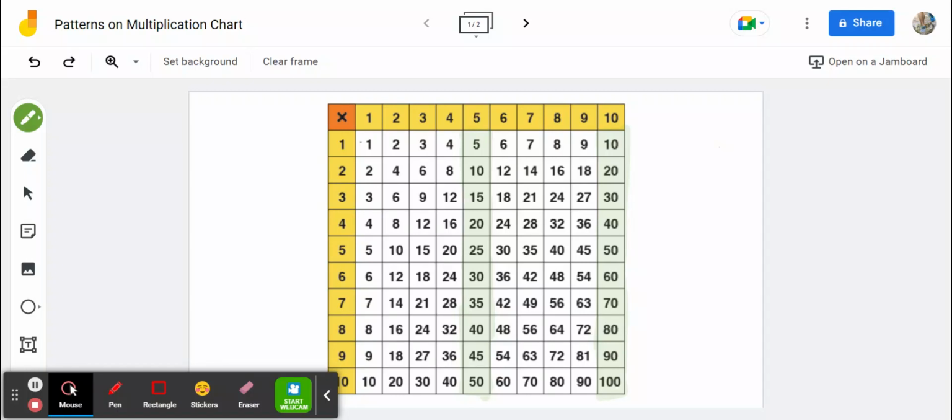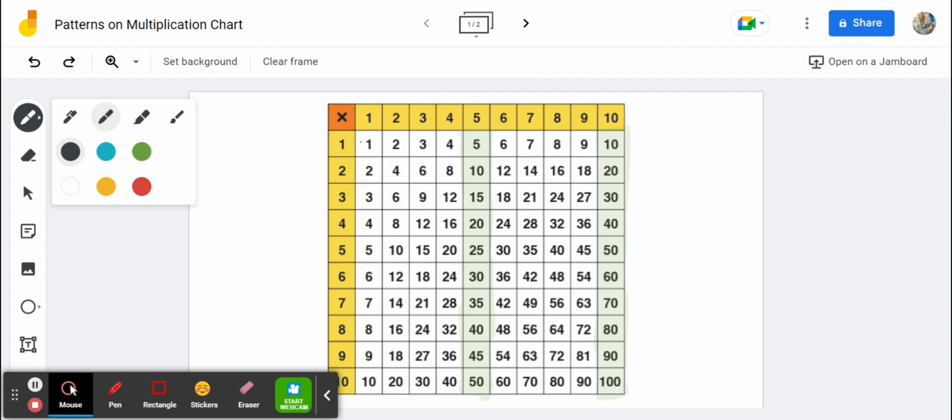In today's math lesson, I'm going to explain how students will use the multiplication chart to identify patterns on that multiplication chart. Here we have a typical multiplication chart that students would see in third grade. First, I'm just going to briefly show you how to use it. It's really pretty easy, and it's a good way for students to learn the multiplication facts.